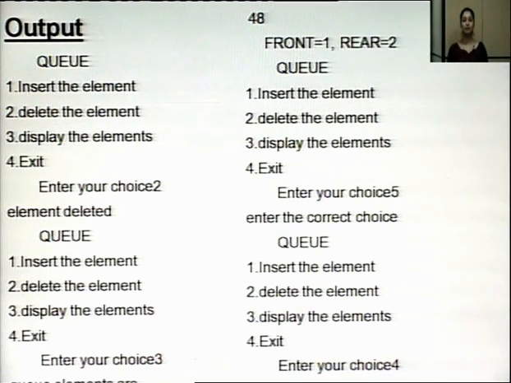Again it asks me for the next value, and I enter 5. I just mistakenly entered 5, an option that is not in the queue menu. So the default case is used here. It gives me a message: please enter the correct choice. Then the program starts again, and the list is printed again.